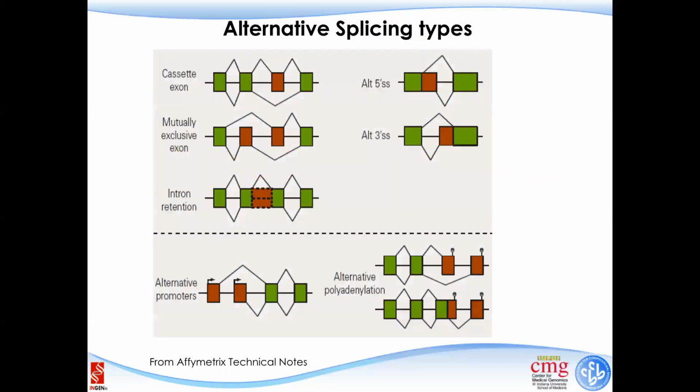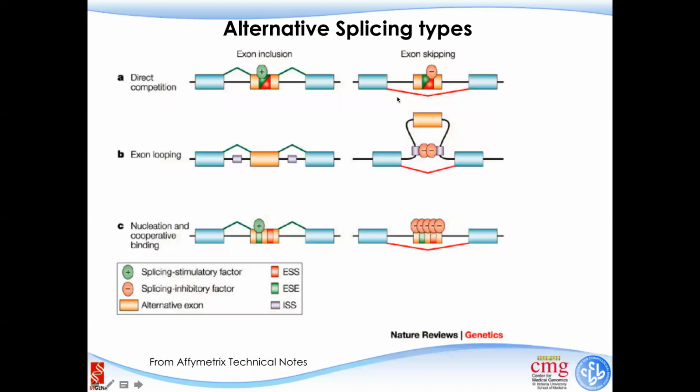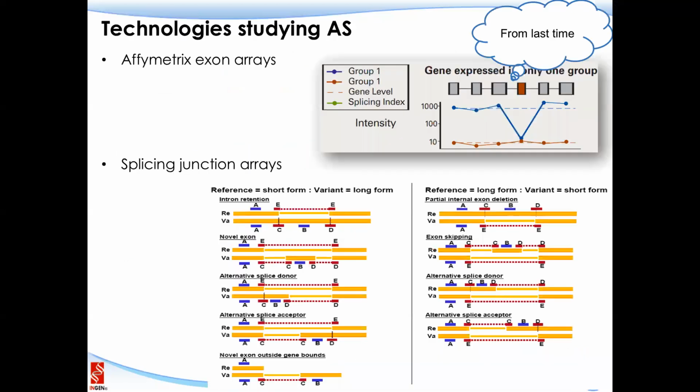In the second lecture, we talked about alternative splicing. We talked about the different types of alternative splicing, and the regulation of alternative splicing. Please keep this biological mechanism in mind. We also talked about array-based methods to study alternative splicing, like the splicing junction array, which defines certain probes so we can quantify different alternative splicing events.